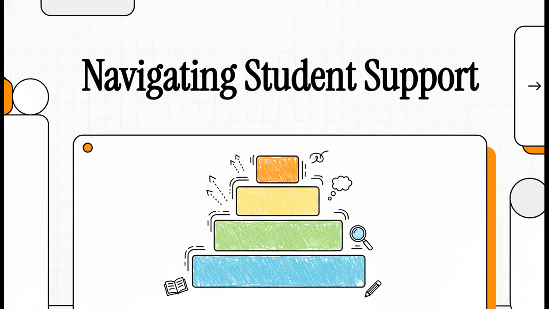All right, let's get into it. Today, we're going to break down something that is, let's be honest, absolutely essential for every teacher. Figuring out how to navigate the system of supports to get our students the help they really need to succeed. So, let's dive right in.